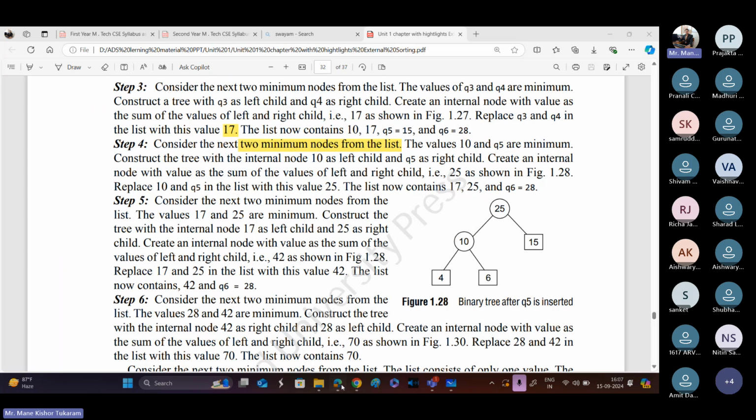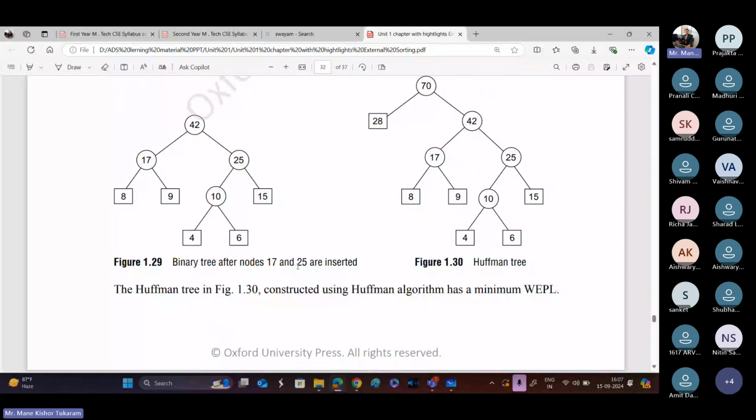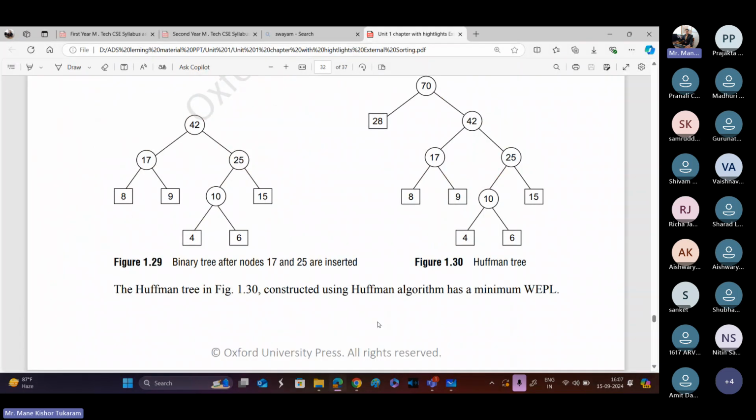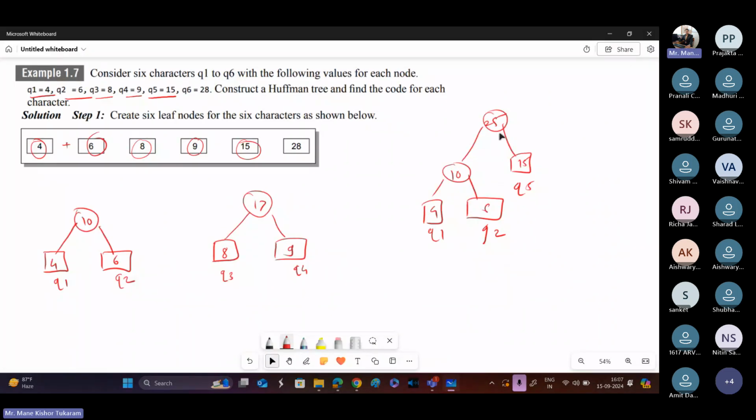Now, what is my next step? I want to add the particular 17 and 25, to 25 and 17 I want to merge. Okay, because I want to just construct one particular tree. So I have to just construct by using this particular logic. So since 25 is greater and 17 is less, we can just draw the particular 17 over here, and we can just write 8, 9. So Q3, Q4, and we can just combine these two together. Okay, so depending on the value, we just add up.